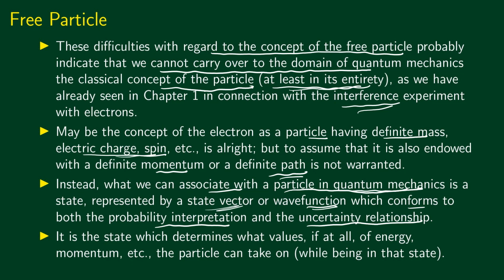It is the state or the wave function which determines what values, if at all, of energy, momentum, etc., the particle can take on. Once you have the wave function, that's all the information that we have. It will tell us the possible energy values and the possible momenta the particle can take if you make a measurement, and what the probabilities are for finding these values. All this information is contained in the wave function. So that's the best thing that we can do about a quantum mechanical particle.